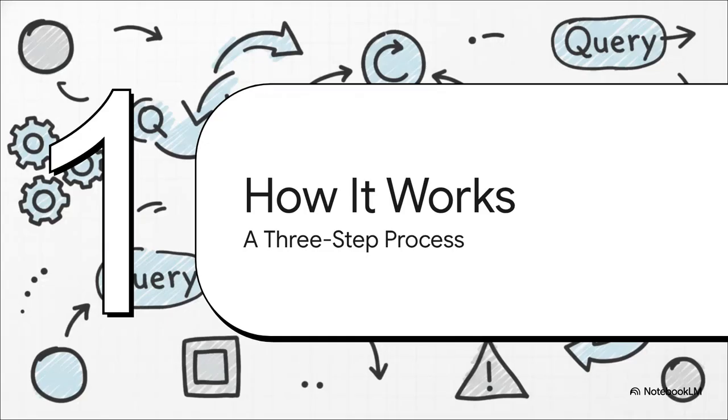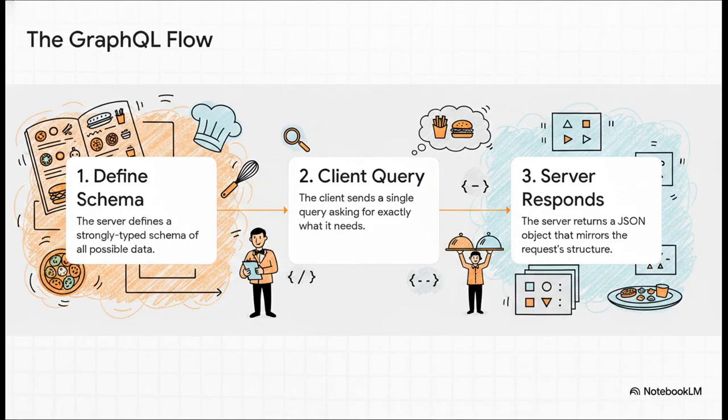Okay, so a single endpoint that can magically deliver anything you ask for sounds a little too good to be true, right? But how does it actually work? Well, it's not magic. It's actually a pretty straightforward three-step dance. Let's go back to our restaurant analogy. First, the kitchen, the server, defines the entire menu. This is called a schema.